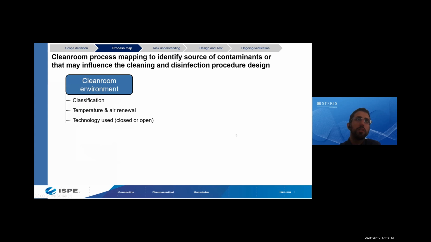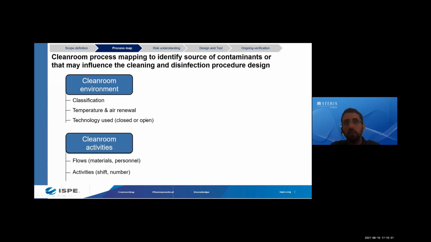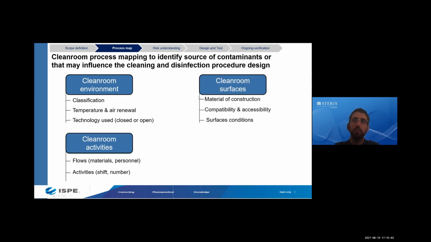After you have mapped your process, it's also important to map the clean room. In the clean room, you want to look at the clean room environment, for example, the temperature and air renewal. Why? Because it will have an effect on your wet contact time, which is very important, but also an effect on what type of technology you will be using. The clean room activity, the flows, the shift numbers, material, and number of persons in the clean room will have an impact on your risk assessment, and therefore an impact on the type of disinfecting agent or even the frequency to be used.